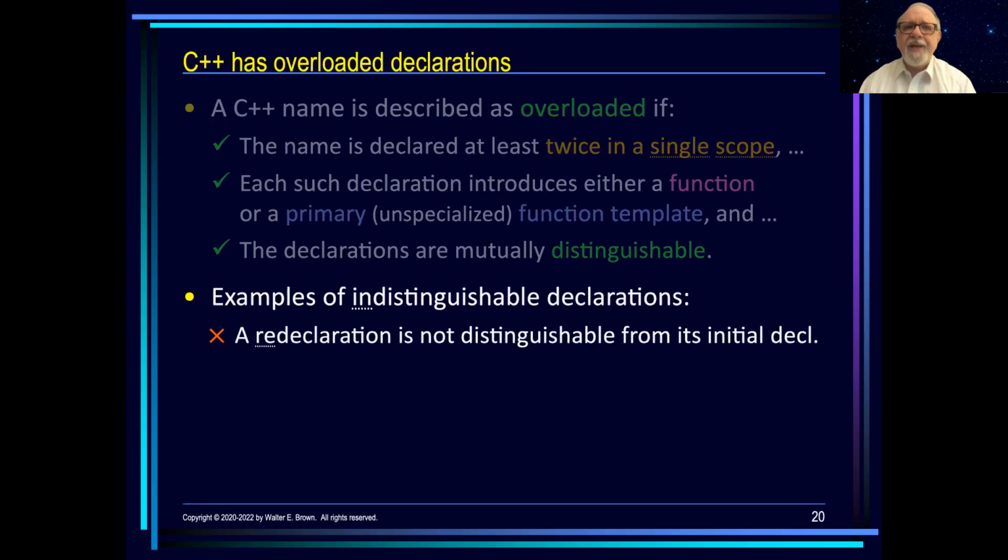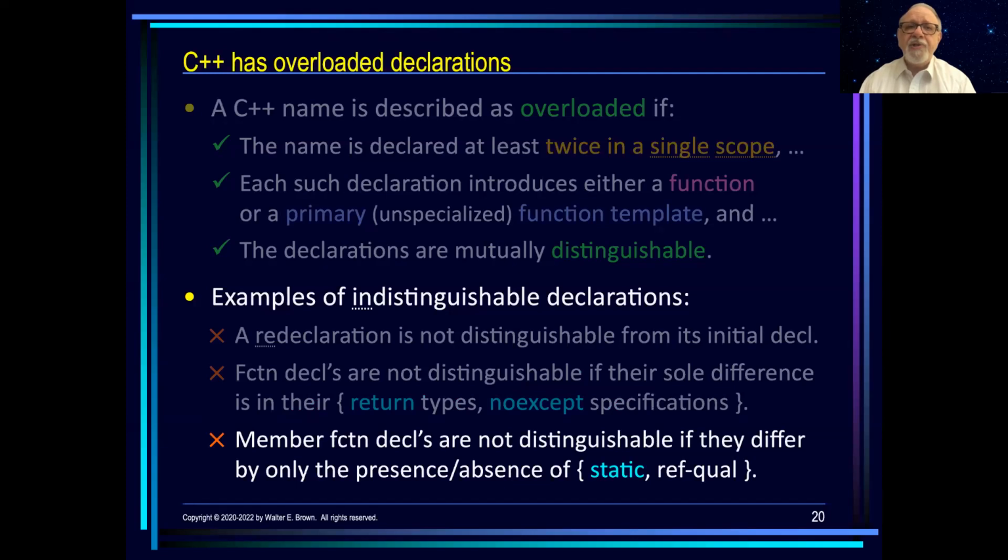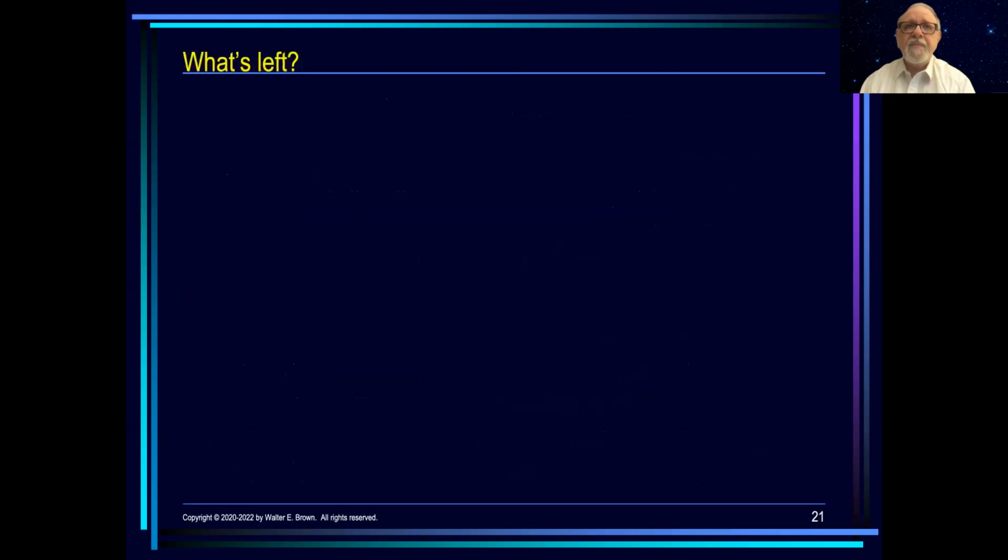A redeclaration, of course, is not distinguishable from the initial declaration. Function declarations are not distinguishable if they only differ in their return types or noexcept specs, or both. And member function declarations are not distinguishable if the only way they differ is by the presence or absence of static or a ref qualifier. So what's left?